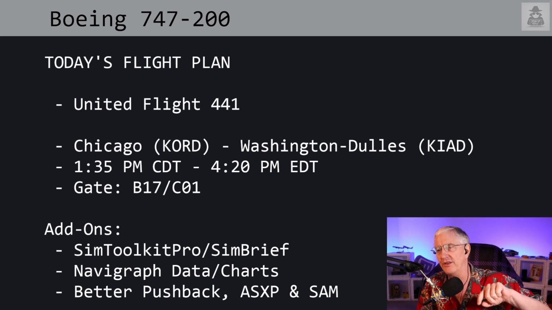Time is important on this one because this is the kind of airplane that you would take on an across the pond VATSIM type event, and on across the pond and across the land, your departure time is important. We're departing from gate Bravo 17, and we'll be going to Charlie 1 when we finally get into Washington, D.C. Add-ons that I'm using: SimToolkit Pro and SimBrief, Navigraph Data and Charts, Better Pushback, Active Sky, and the SAM Scenery Manager.